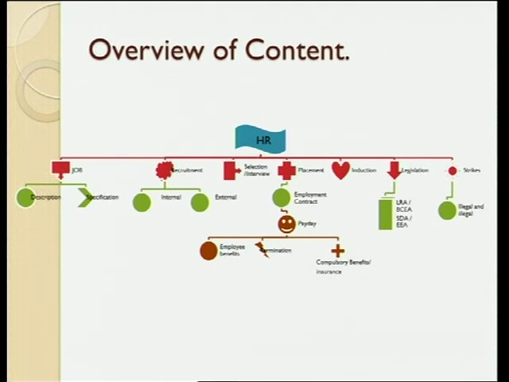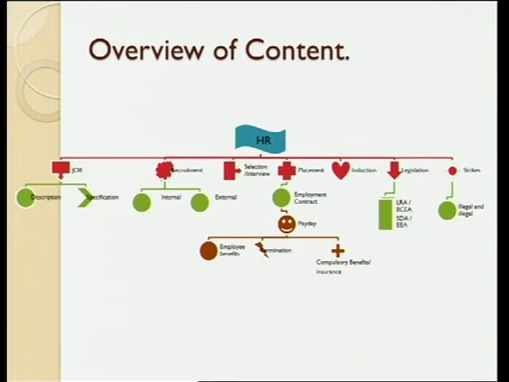So we're going to be talking about a job description, a job specification, what they are, why they are necessary, etc. We're going to talk about recruitment. That's getting people to come to our company, or where we are getting them from, internal and external. We're going to be talking about selection and interview. And we're going to be talking about placement. That's where am I going to put you in my company? We're going to talk about an employment contract. That's the agreement between myself as the employer and my employee, the person working for me. We talk about the payday, that I like to call it, how we pay you. We talk about induction, employee benefits, and we also talk about compulsory benefits such as insurance.